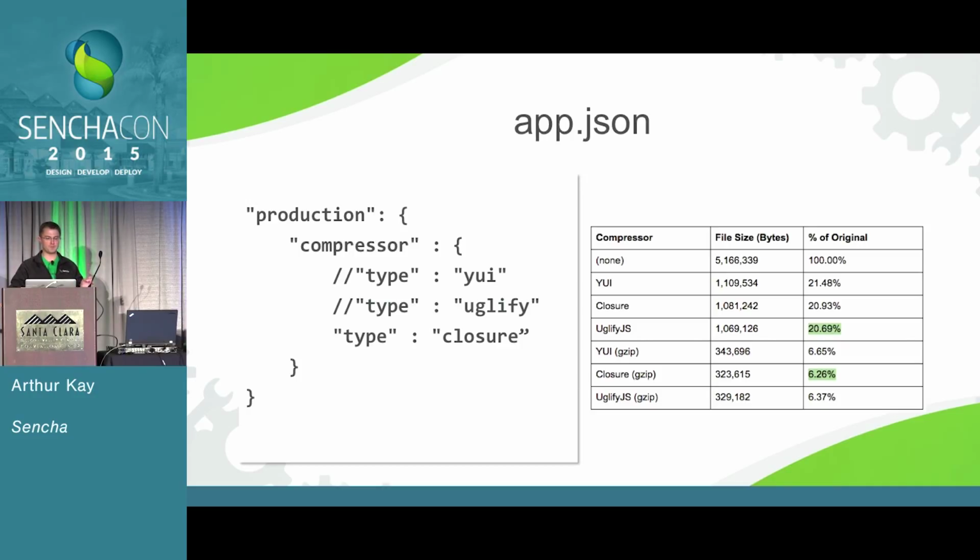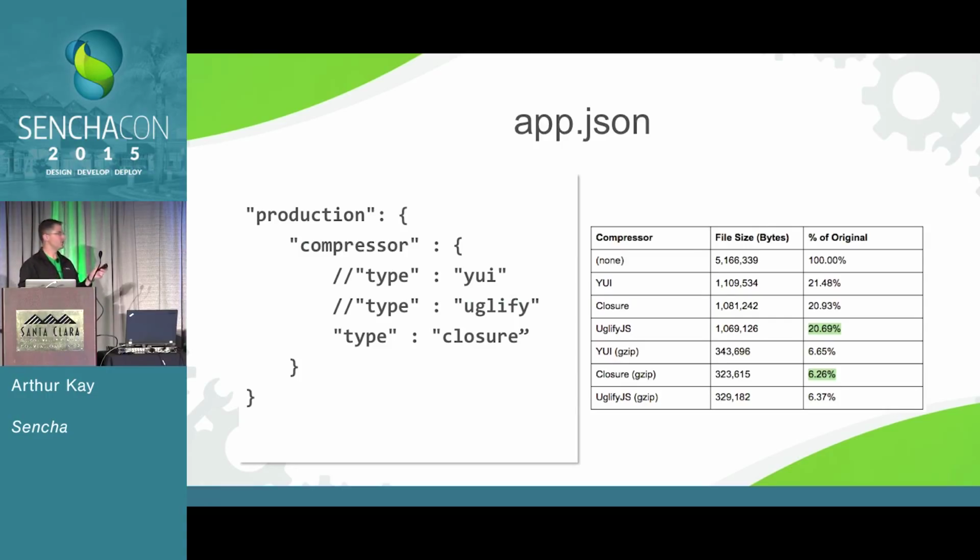If you look at your app.json file when you do Sencha generate app, you're going to see this empty object called production, in which you can add a variety of different properties to tweak how your production build is run. And one of the things you can do is add a compressor that defines whether you want to use YUI or Closure or UglifyJS. And when you then run Sencha app build after modifying this, it will automatically swap out the compressor for you.